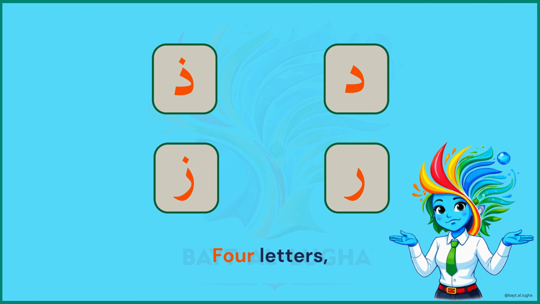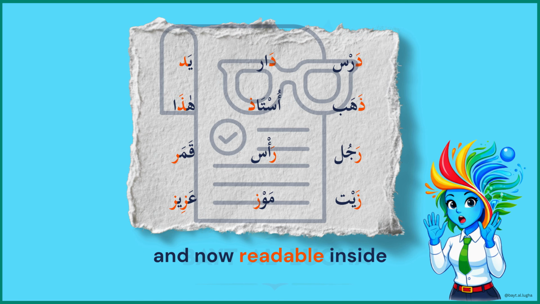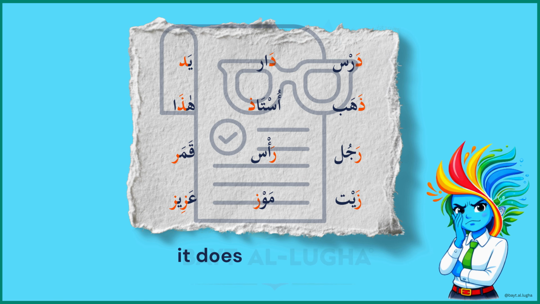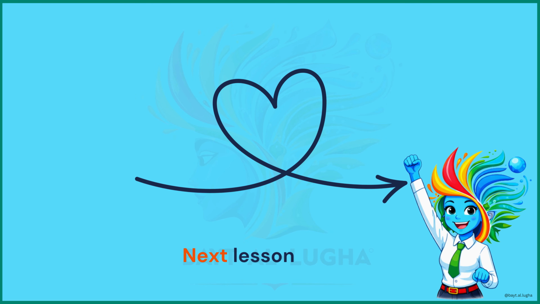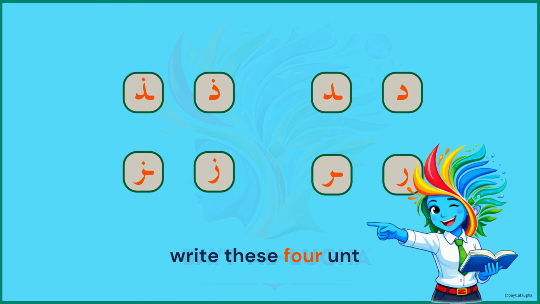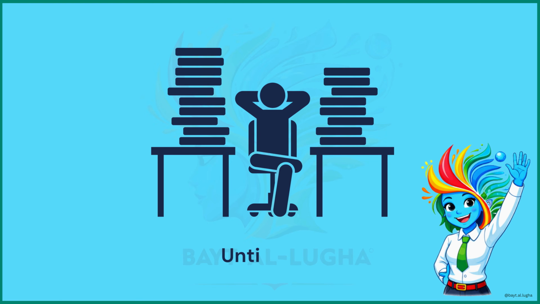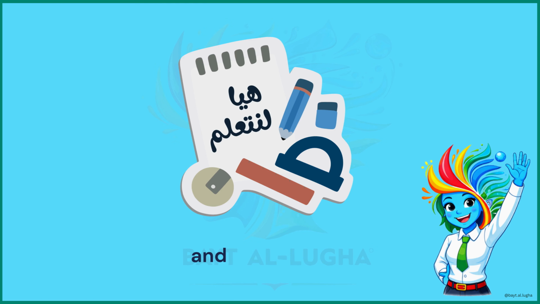4 letters, named, sounded, and now readable inside a word that isn't broken just because it doesn't look solid. Next lesson keeps building the alphabet. Write these 4 until the lift in your hand stops being a decision. Until then, be creative and write Arabic.